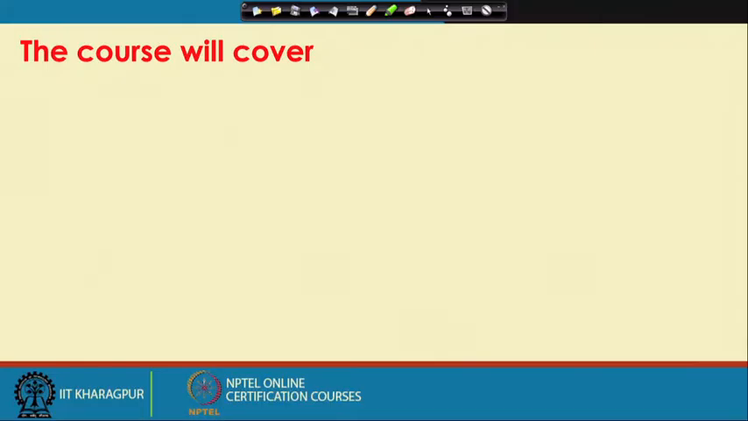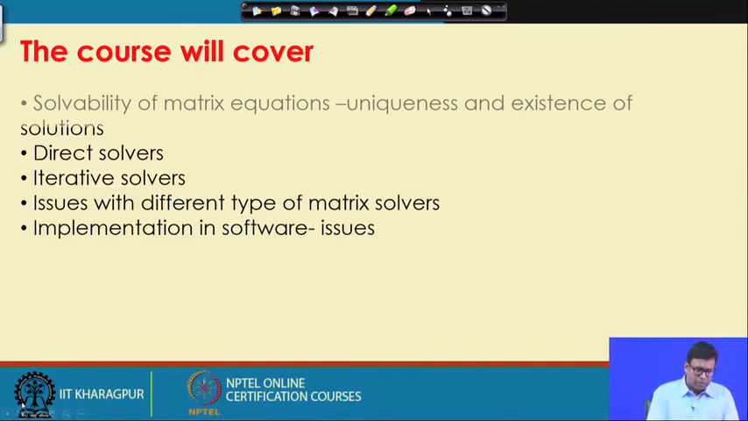But before going into that, quickly let us see what this course will cover. So, this course will primarily discuss these issues. First is solvability of matrix equations, in which cases the matrix equation has a unique solution, and there are multiple cases where the solution will not be unique.